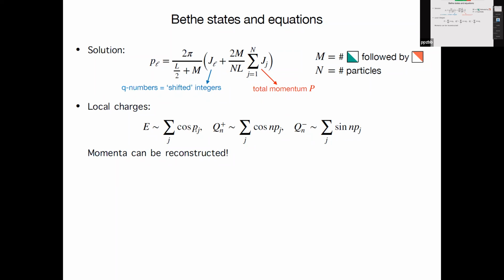Yeah? So basically, the fact that you have extensively many charges which are local tells you that you can recover and fix the momenta of these particles, which will then just permute between themselves because of elastic collisions. So that means that basically the solvability and the existence of these local conservation laws is essentially the same thing.